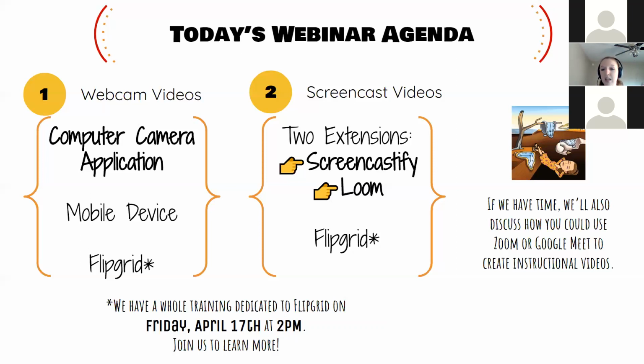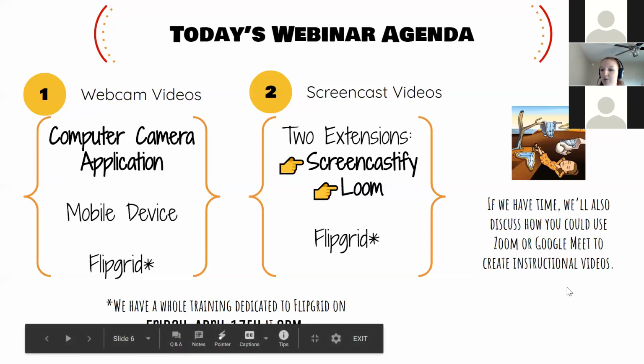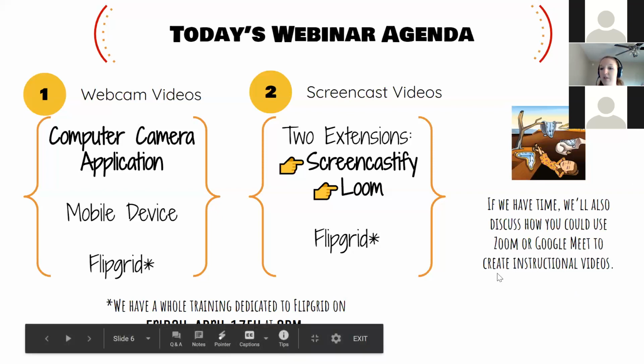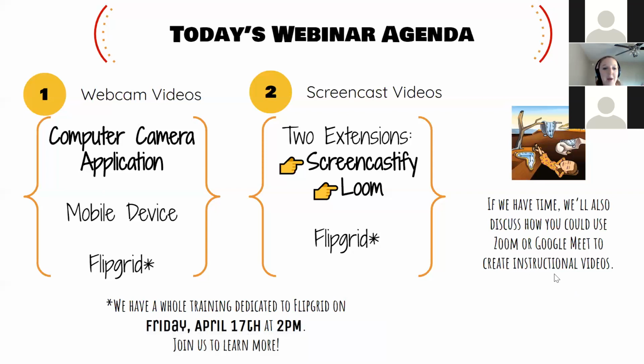So there are actually 2 extensions that I use and love, and we're going to talk about those today mostly. There's something called Screencastify, and then another one called Loom. And then we will also briefly touch on how now Flipgrid has that feature built in as well. And the last thing, if we have time, we'll also discuss how you could use a program like Zoom or Google Meet to create instructional videos as well, because you have that option to share your screen and then record those meetings. So that's another thing that we can briefly discuss, assuming, of course, that we have time. So again, I'm probably pretty ambitious about time, but kind of bear with me.